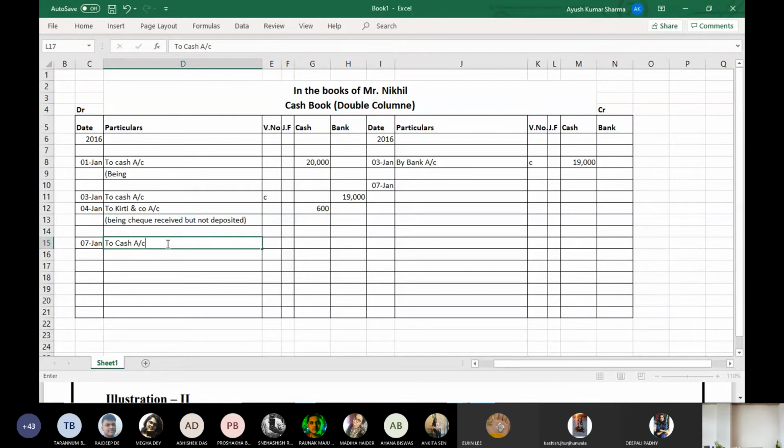Okay, what I have done, I have written here cash account. We'll go to the bank column and we'll write 600. And in the same way, we'll write here C, and in cash you have to write 600.